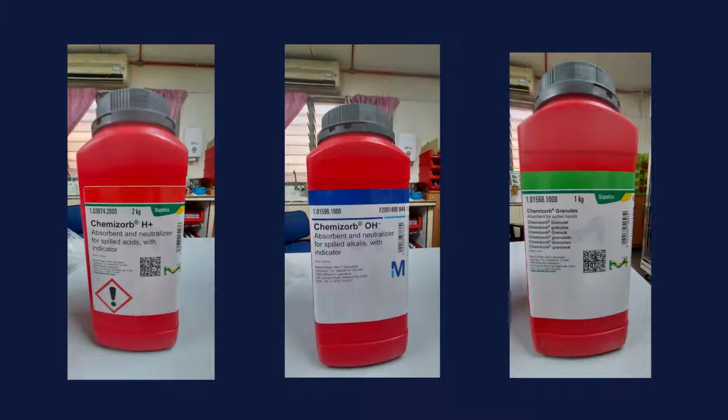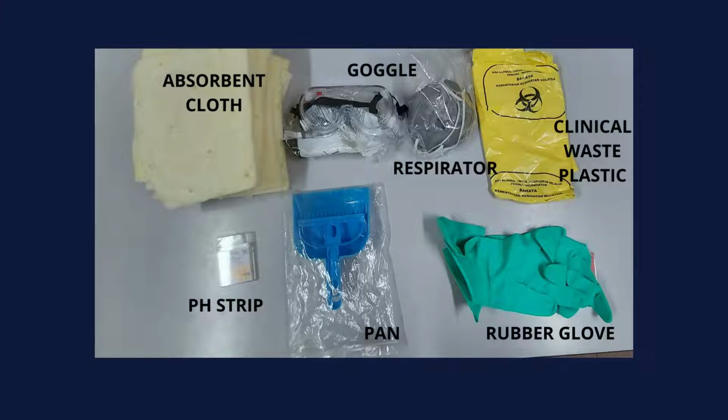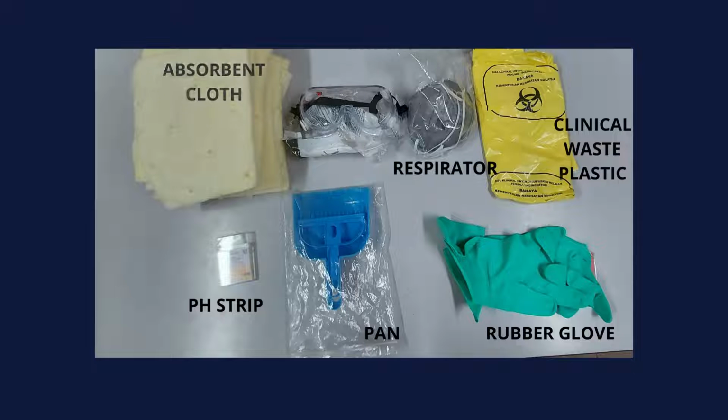Besides these three adsorbents, we also have other equipment to help facilitate the process. First, you can see the absorbent cloth to help clean up after the neutralization. pH strip to test the pH of the spilled chemical. PPE like goggles, respirator, rubber gloves, and of course the pan and the broom and the clinical waste bag for after the neutralization process is complete.